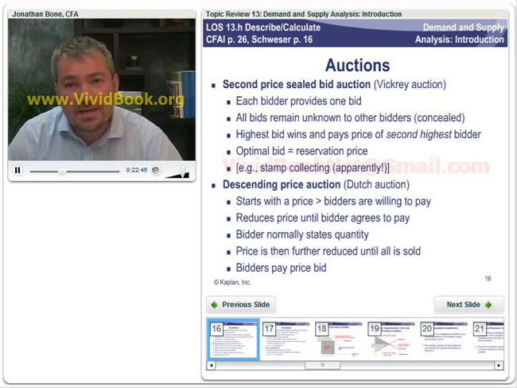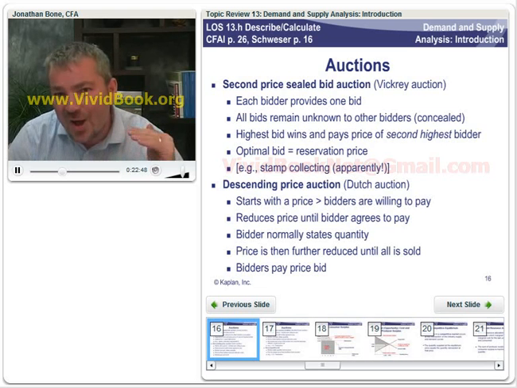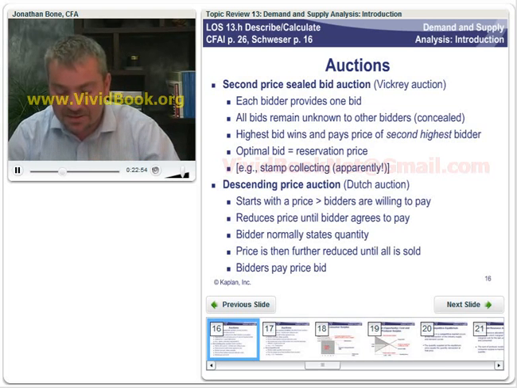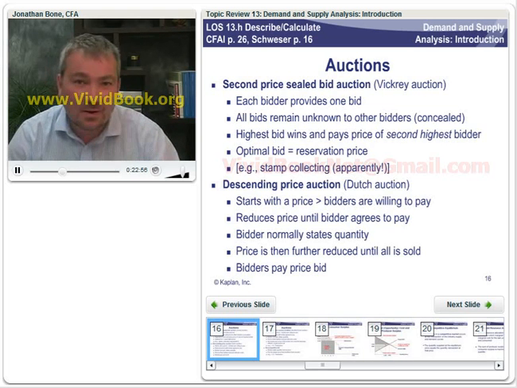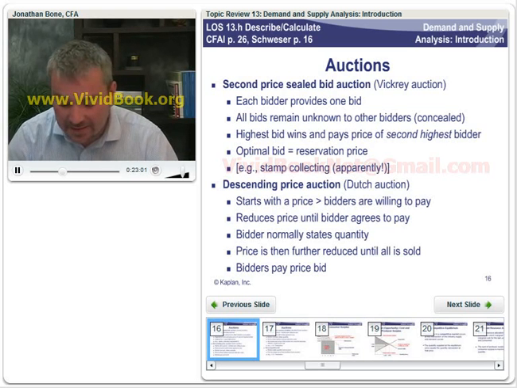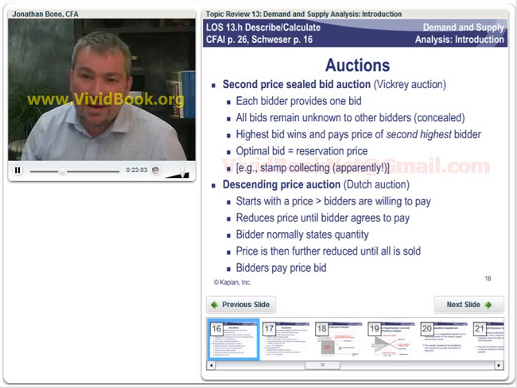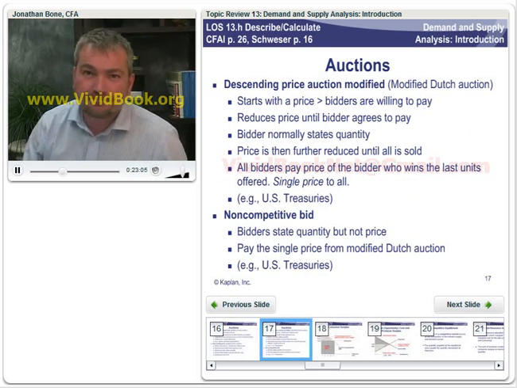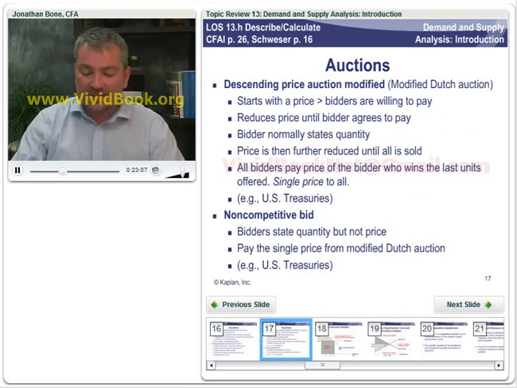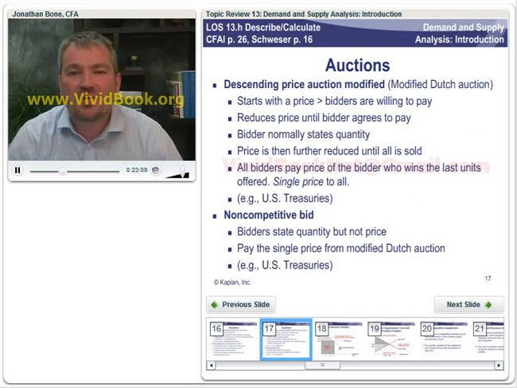Notice bidders pay their bid price. So if you bid early, you could end up paying a higher price than people that bid late, because remember, we're going to keep on reducing that bid price until all the items have been sold, and often used therefore in bond markets. Subsequent bidders will pay a lower price than previous bidders. Now, that really then takes us to our Dutch auctions and modified Dutch auctions.